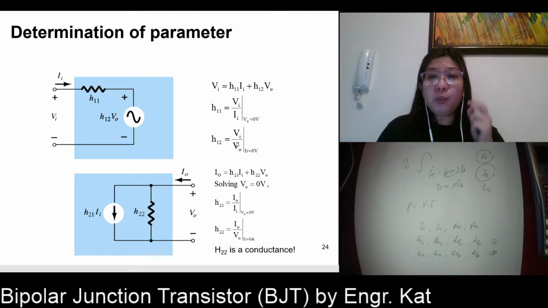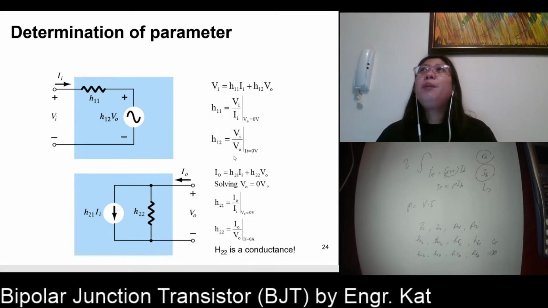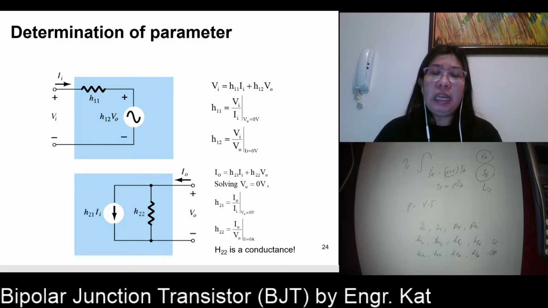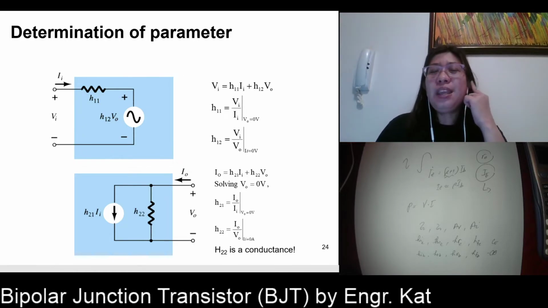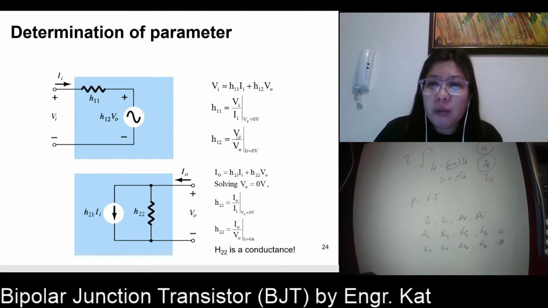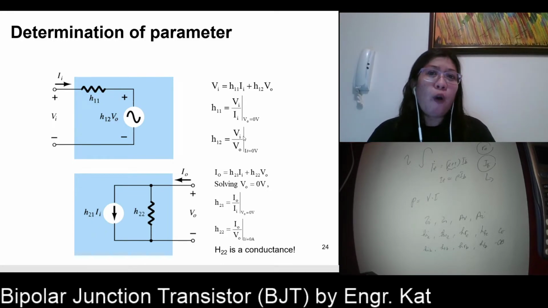So how do we call this parameter? This is VI all over VO. As you can see, this is somewhat a reverse of a voltage gain. Why a reverse of a voltage gain? Because a voltage gain is V output divided by V input, and this is VI all over VO. So therefore, we call this an open circuit. Why open circuit? To solve for H12, we need to open your current here. So this is an open circuit reverse. Why reverse? Because the gain formula here is reversed. So reversed voltage ratio parameter.